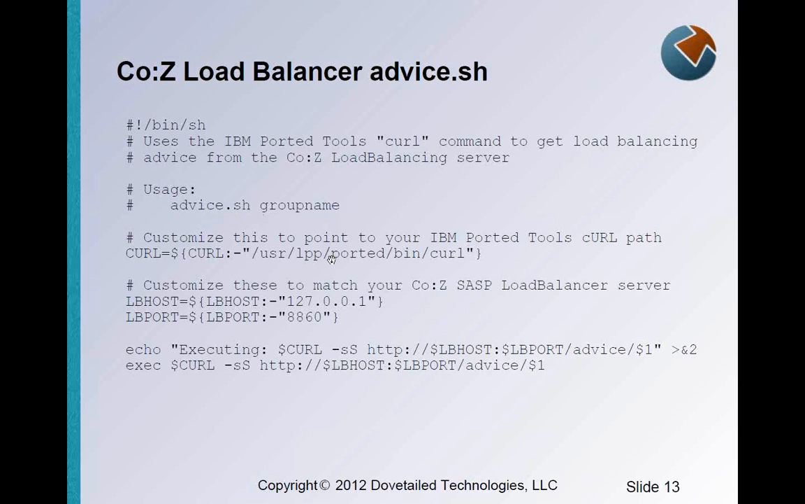It sets up a pointer to our installed path to curl, and then we specify the load balancer host and port. The meat of the script is essentially just a simple curl call, to retrieve a web page from the load balancer host at the load balancer port, and we want the advice web page results having passed in the group name, and that's $1. That's the first argument to this script. So effectively, this is a programmatic way of asking for that same advice page that I just showed you.